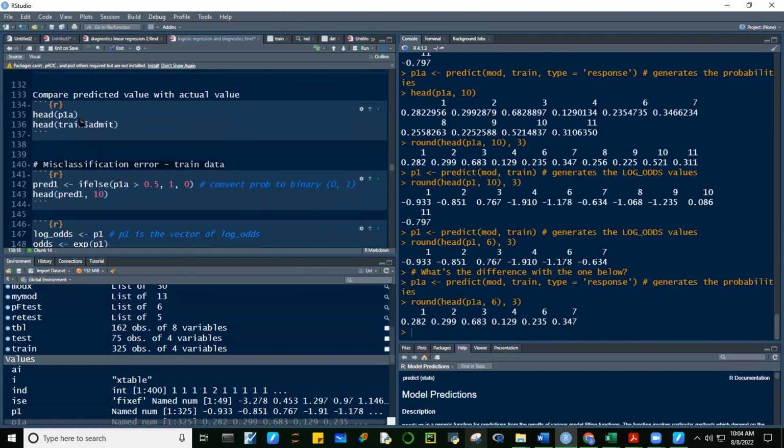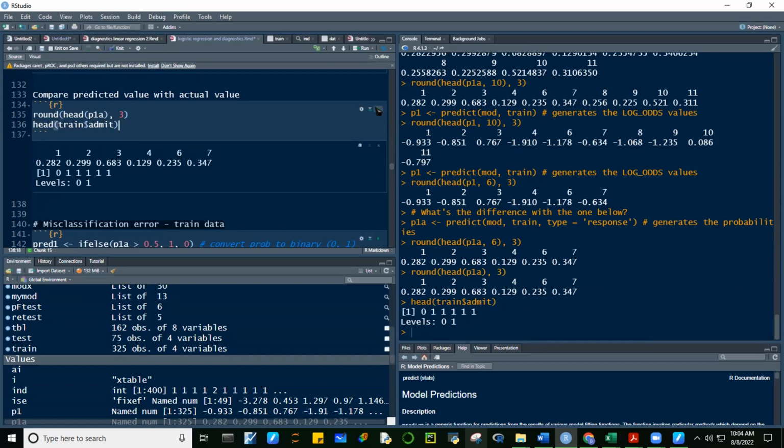So let's now show the first 6. Let's round it so it's not too big, to 3 decimal places. I'm going to print the first 6 elements in 3 decimal places of the probabilities and the admit of the train. We would like to compare where it's right and where it's wrong. Okay, let's take a look.